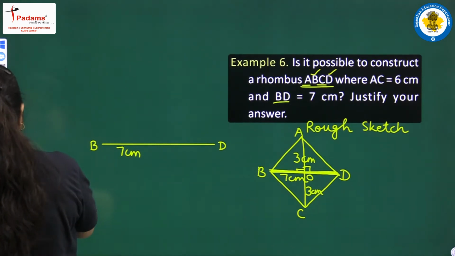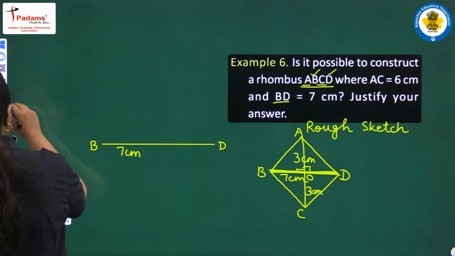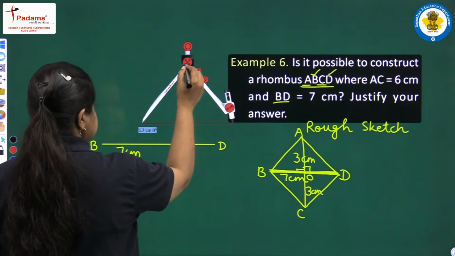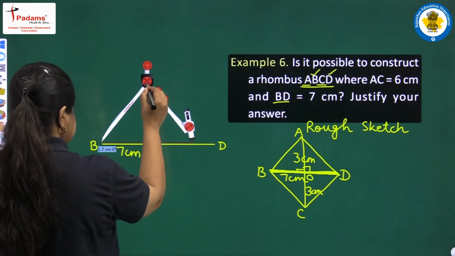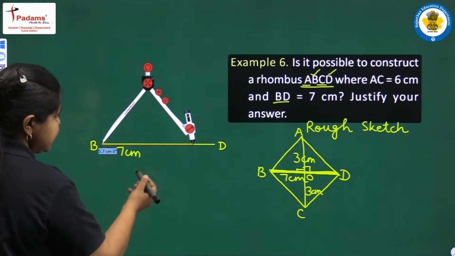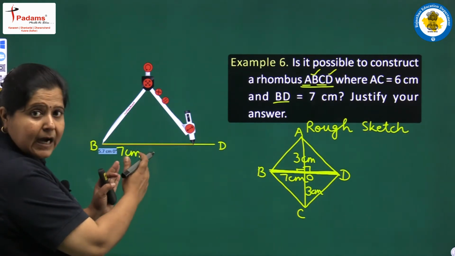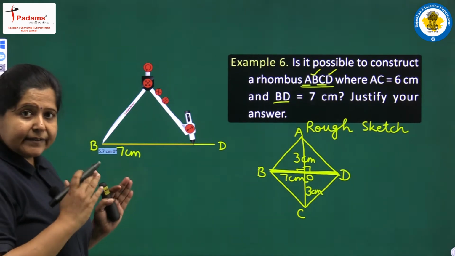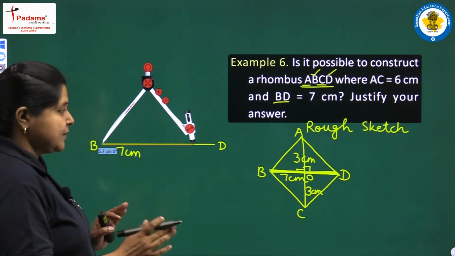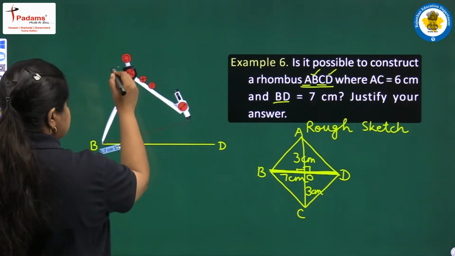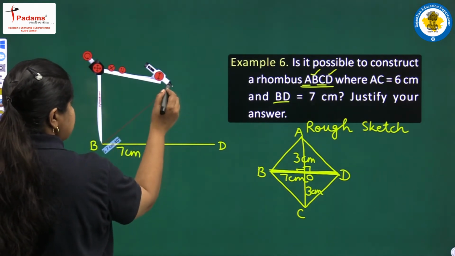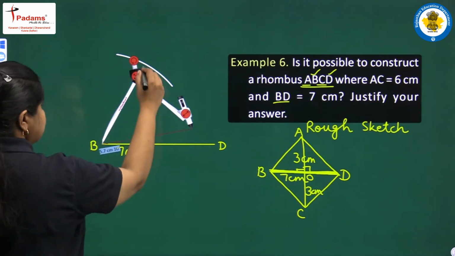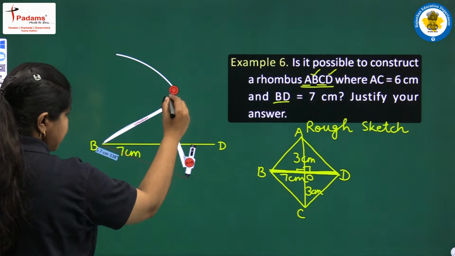Let us do it. You also do along with me so that there is no confusion in your mind. First we take the center at B, and the radius is obviously greater than half of BD. This is 7, half of it is 3.5, and the radius should be more than 3.5. So take any radius more than 3.5. We will draw an arc here, and also we will draw one arc below BD in this way.